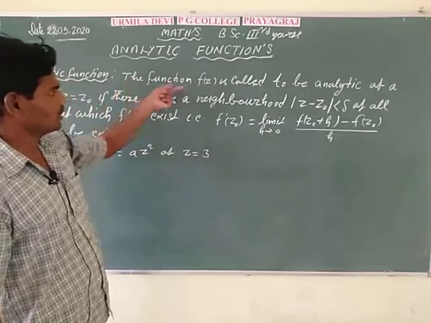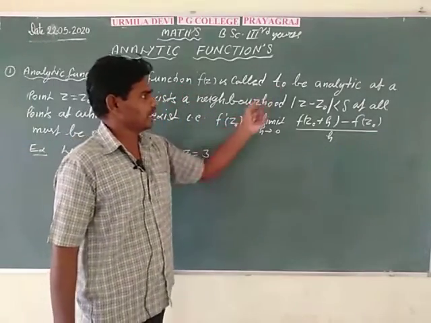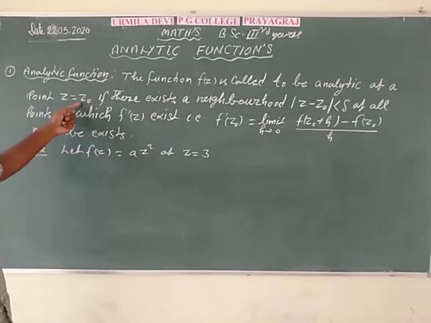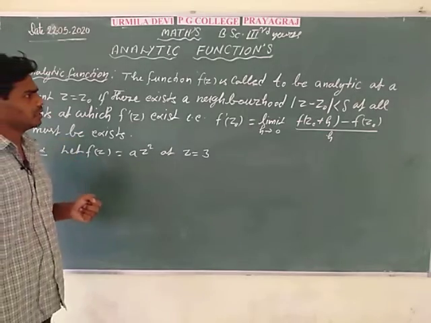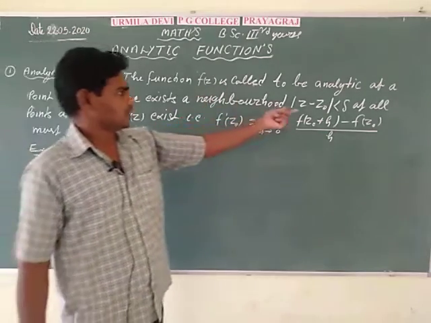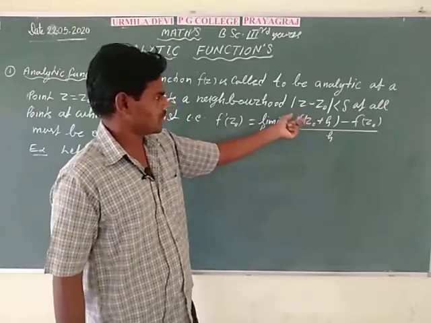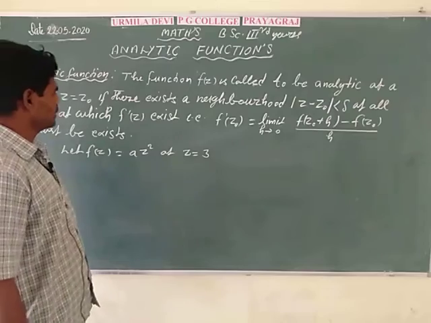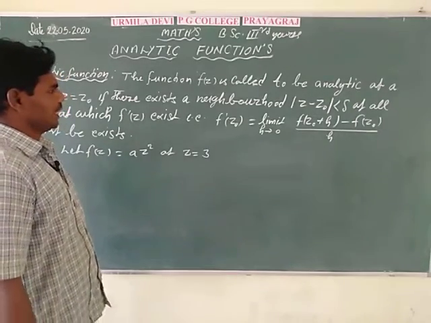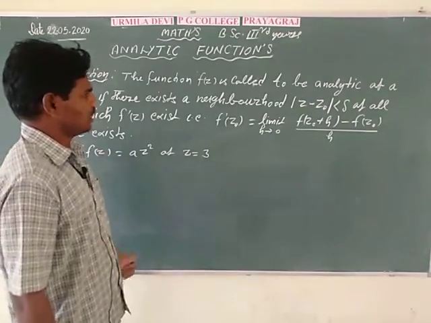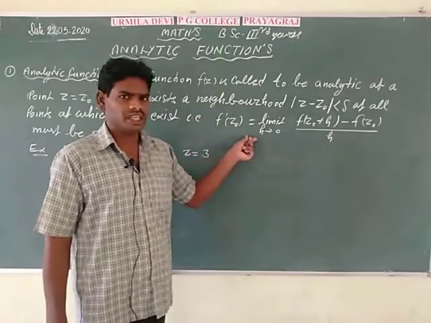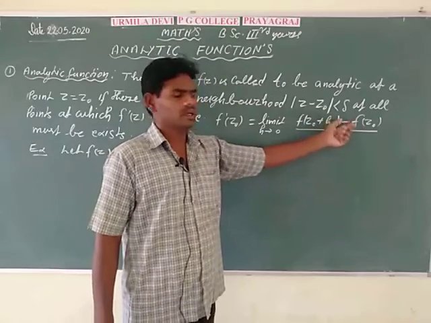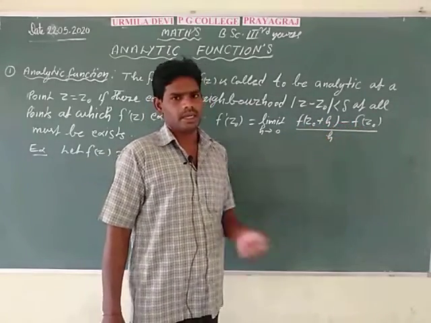The function f(z) is called analytic at a point z equal to z naught if there exists a neighborhood, modulus of z minus z naught less than delta, at all points at which f dash z exists, that is, f dash z naught is equal to limit h tends to 0 of f(z naught plus h) minus f(z naught) divided by h.